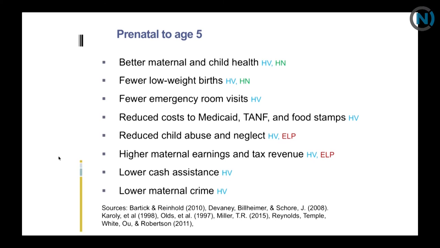These also translate into reduced costs to Medicaid and TANF and food stamps. Reducing child abuse and neglect can save costs to our child welfare system. Higher maternal earnings, and this would be potentially in the case of both home visiting and with early learning programs, where you're supporting the ability of mothers to attain and retain employment. Research studies have been able to show that they've been able to have notable gains in their earnings. This also results in higher tax revenue. Lower cash assistance, and then also lower maternal crime. These can all happen within the first few years of these types of investments.